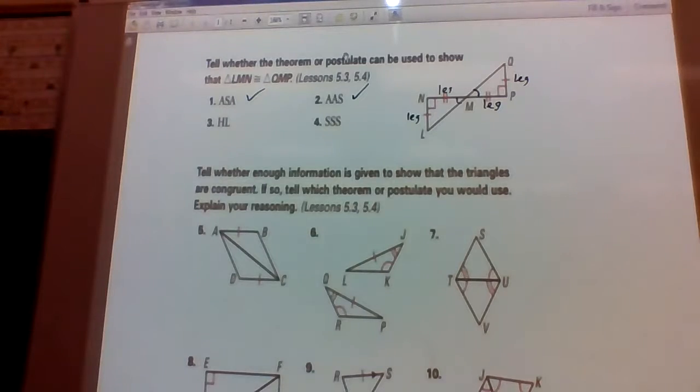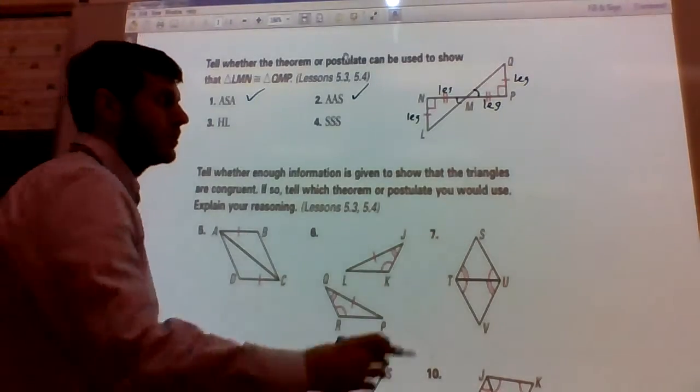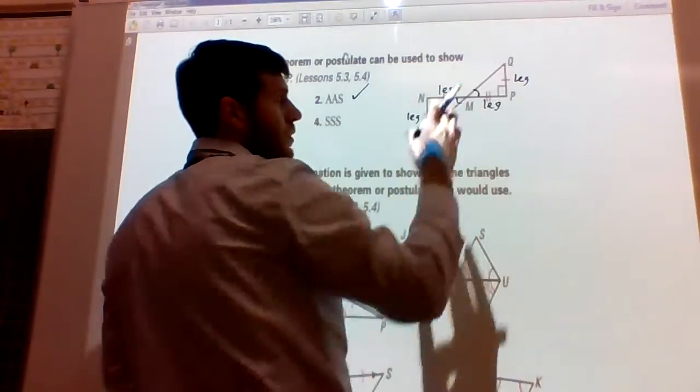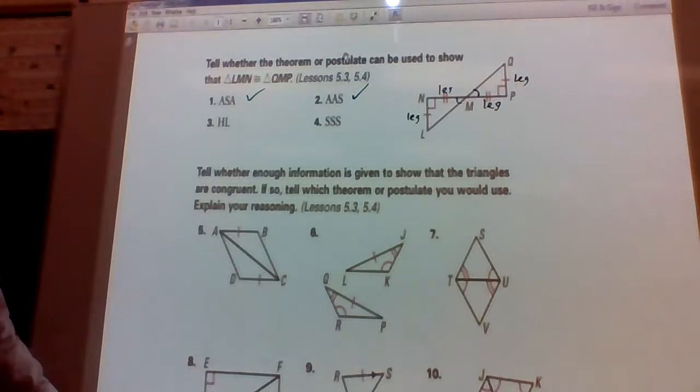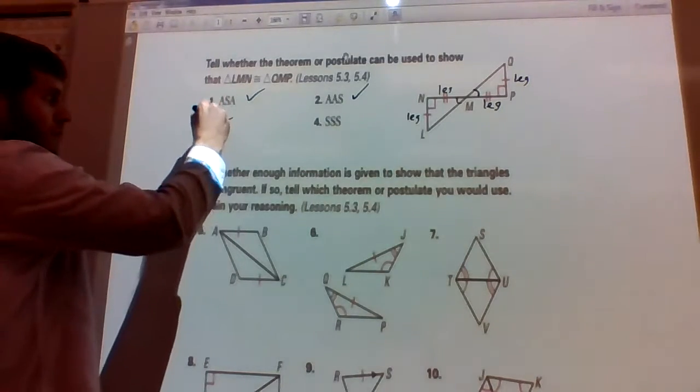So for hypotenuse leg to work, we need right triangles, which we have. We need a pair of congruent legs, which we have. In fact, we have two pairs of congruent legs. And then you also need congruent hypotenuses, which means we would need ML to be congruent to QM. But there's nothing in this diagram that would tell us that ML is congruent to MQ. So we cannot say that the hypotenuses are congruent. Therefore, we can't use hypotenuse leg.